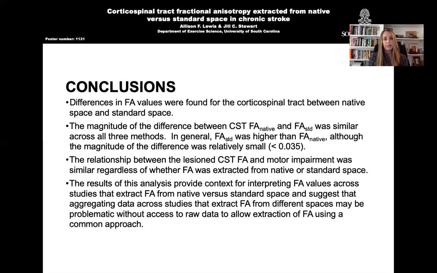So in conclusion, we did find differences in FA values for the corticospinal tract depending on extraction space, where standard space FA values tended to be higher than native space values, although the magnitude of this difference was relatively small. We also found that relationships between the lesion side CST FA and impairment were similar regardless of extraction space. And since we did find those differences in FA values, we feel that our results provide some context for how we're interpreting FA values across studies that might extract data from different spaces, and that we also might need to consider extraction space when we're aggregating data across studies.